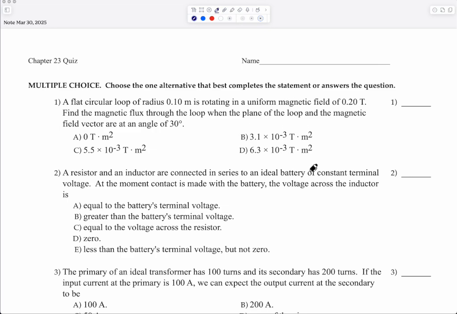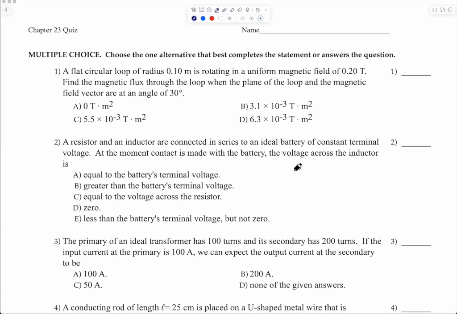Alright, so this is the chapter 23 quiz. First one: a flat circular loop of radius r is rotating in a uniform magnetic field. So this is the radius, and this is the field. Find the magnetic flux. What is the magnetic flux through the loop when the plane of the loop and the magnetic field vector are at an angle of 30 degrees?